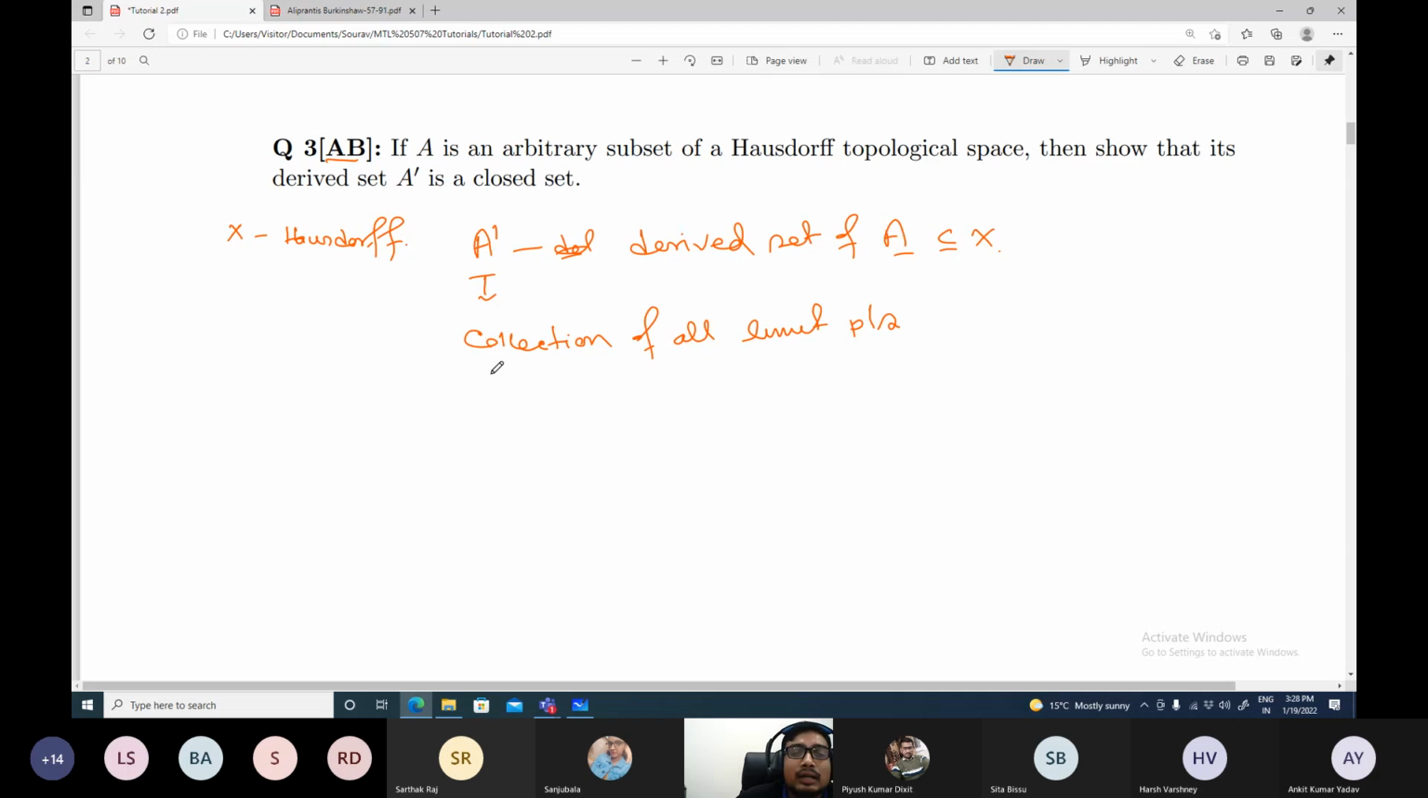So can you see that the derived set is closed? Yes, sir. How? For every convergent sequence, the limit will lie in the derived set, and then the derived set will be closed. You have to consider this one, right? The Hausdorff property will come to that point, right? Yes, it is fine that every convergent sequence's limit lies in the derived set.